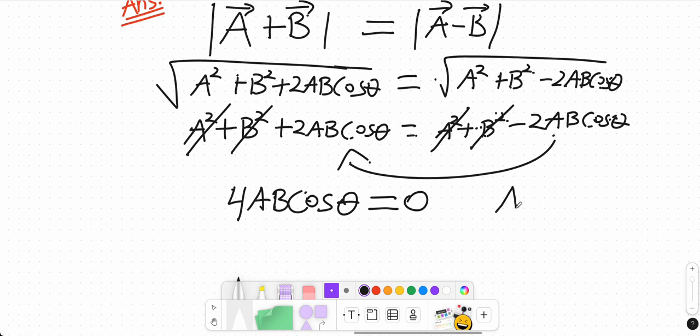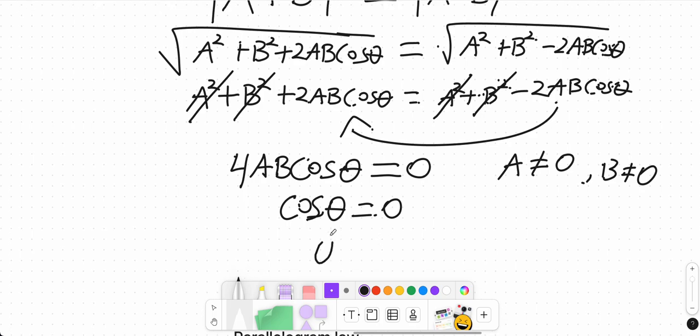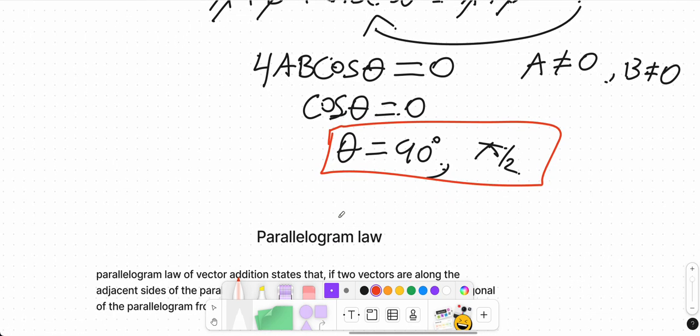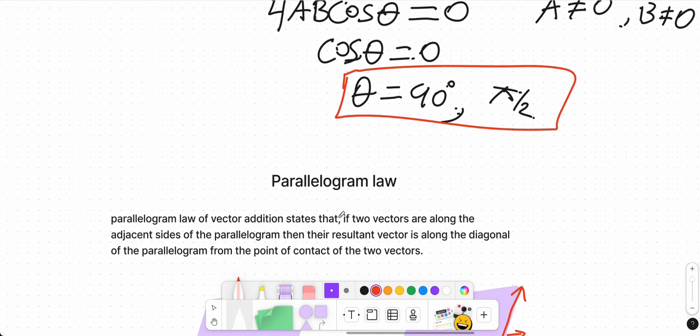I am assuming a and b are not equal to 0. If a and b are not equal to 0, then cos theta must be equal to 0. That means theta must be equal to 90 degree or pi by 2 radian. So your answer for this question is angle between a and b vector is 90 degree or pi by 2 radian. Great. So next is parallelogram law.